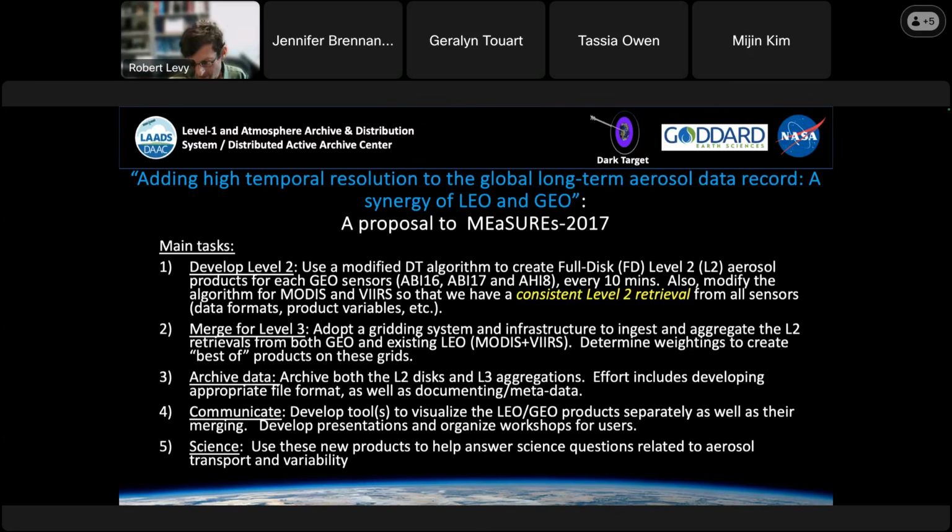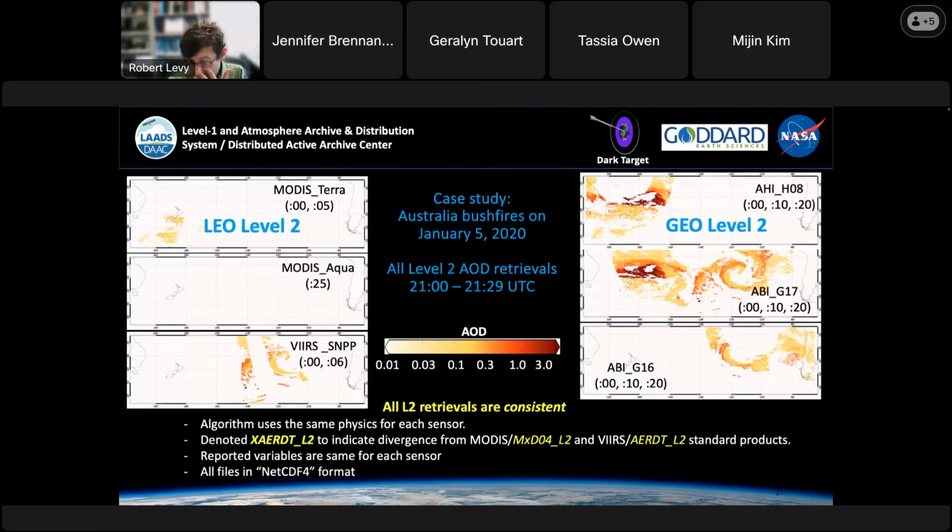And then, of course, the purpose of this seminar is to show how we're archiving this data, where it lives, and communicating what it is and what we want. Hopefully, though we haven't had much chance to do it yet, the goal is, of course, to do science, to answer science questions about aerosol transport and variability. So that's what we've been after here. Now I'm going to go into some examples of what we did and what we have there.